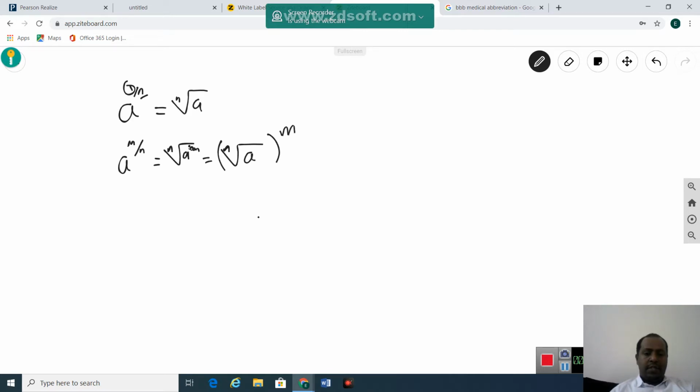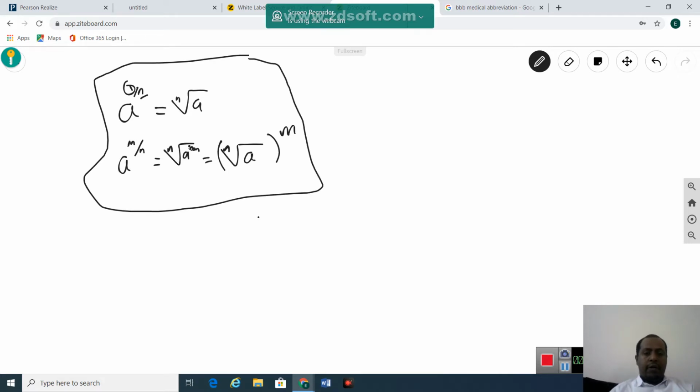So this is our basic concept for this lesson. Keep this in your mind. Now if you know this, we can directly proceed to the problems.